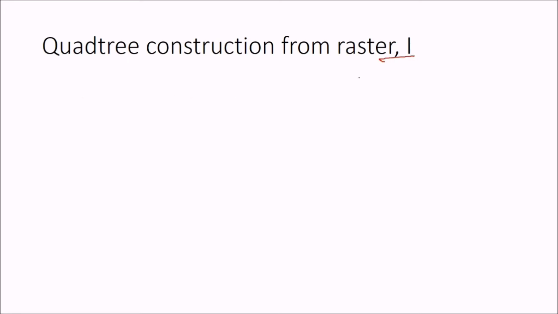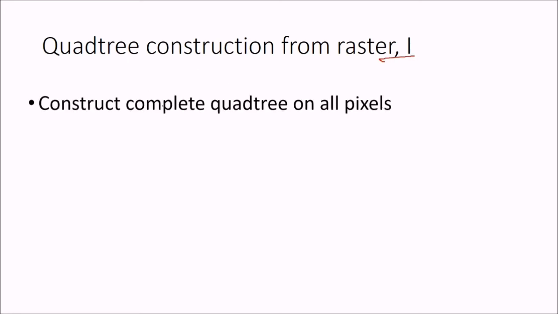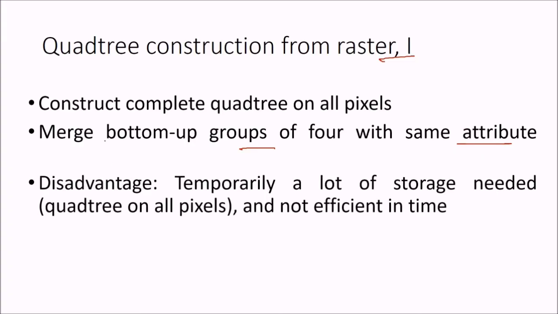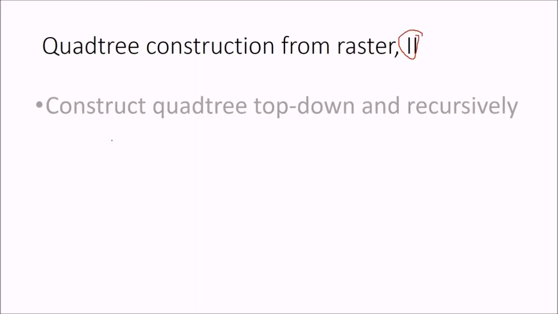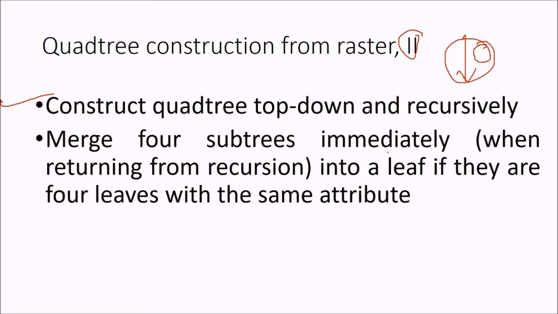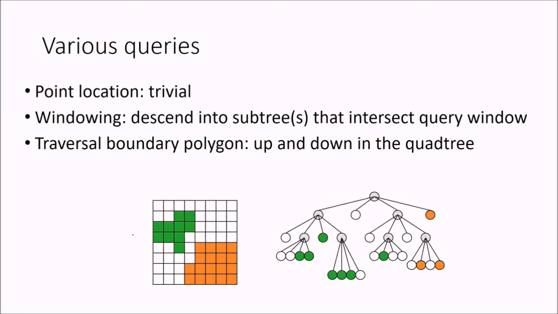Quadtree construction of a raster: we construct a complete quadtree on all pixels, and we merge bottom-up groups of 4 with the same attribute. The disadvantage here is that temporarily a lot of storage is needed for the quadtree on all pixels, and it is not efficient in time. So the second method we can use is to construct a quadtree top-down recursively, and we merge 4 subtrees immediately when returning from the recursion into a leaf if there are 4 leaves with the same attribute.